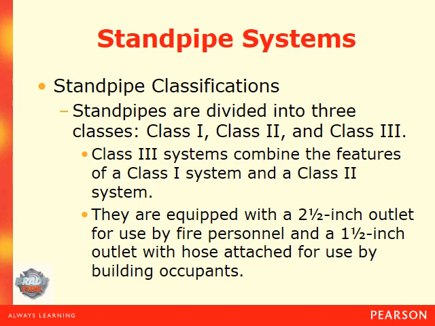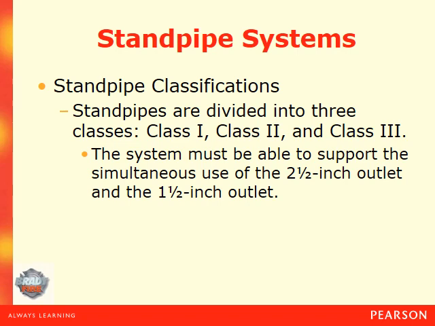Standpipes are divided into the 3 different classes. The Class 3 system combines the features of a Class 1 and a Class 2 system. They are equipped with a 2.5-inch outlet for use by fire department personnel and a 1.5-inch outlet with hose attached for use by building occupants. The system must be able to support simultaneously the use of the 2.5 and the 1.5-inch outlet.